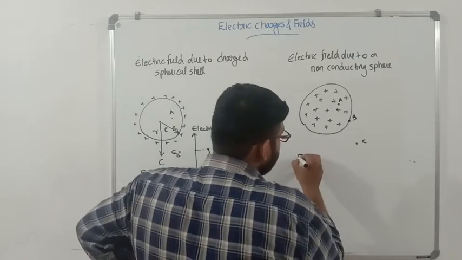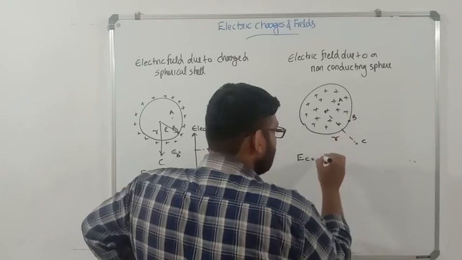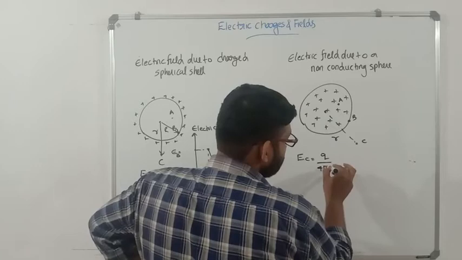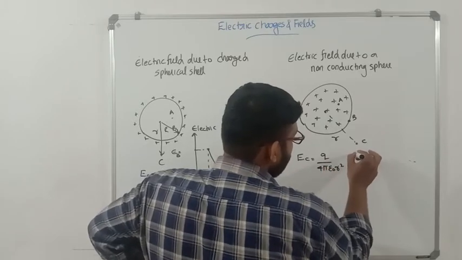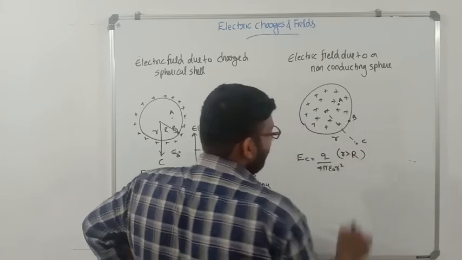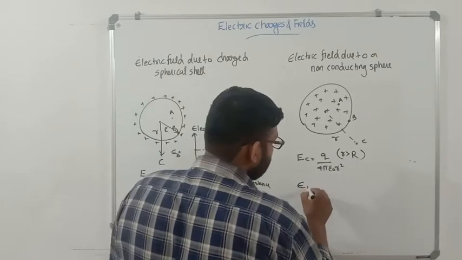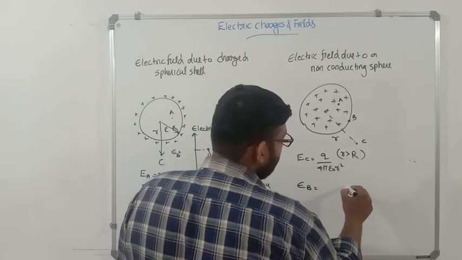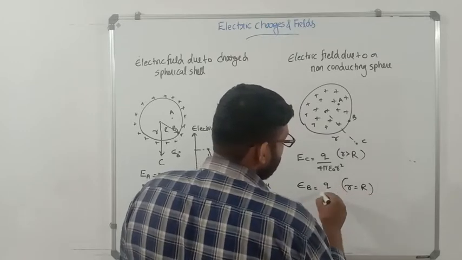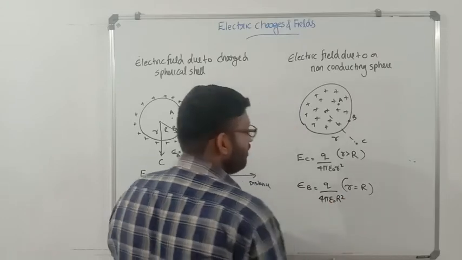At point C, if you know the distance from the center, you can directly write down the total charge of the sphere divided by 4 pi epsilon 0 r square. Here, small r is very much greater than capital R. We can apply this. What about point B? At point B, we can say that the distance r is equal to capital R, which means Q by 4 pi epsilon 0 r square is enough, no problem.